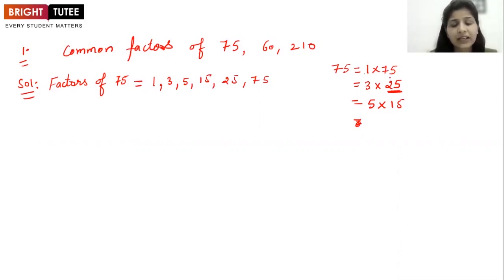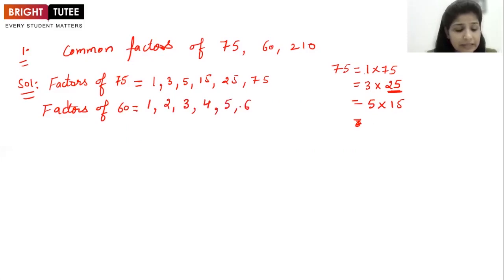This way we can calculate the factors of 60 as well as of 210. So factors of 60, how can I write? 1, 2 is a factor of it, 3 is also a factor, 4 is also a factor, 5 is also a factor, 6 is also a factor. After 6 we have 10, which is a factor, then we have 12, then we have 15, then we have 30, and at last we would have 60.